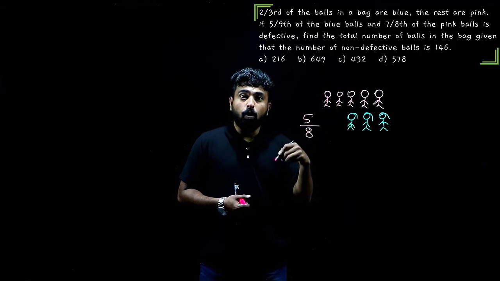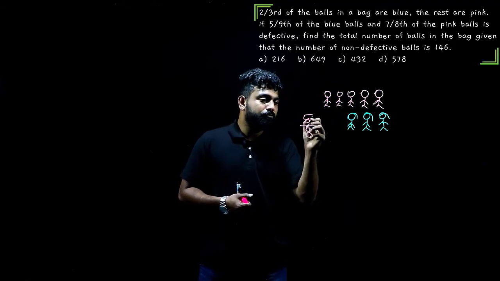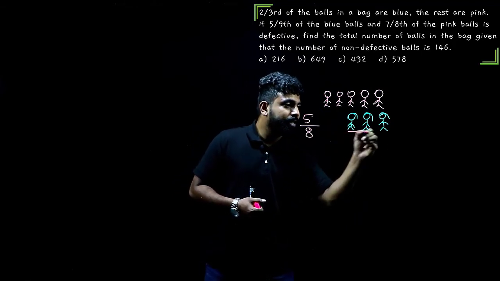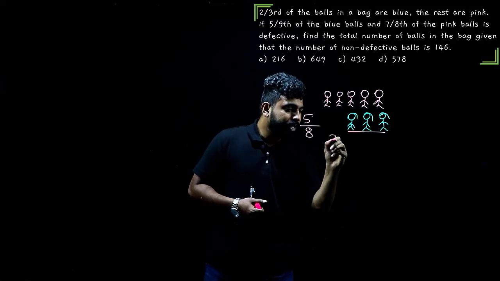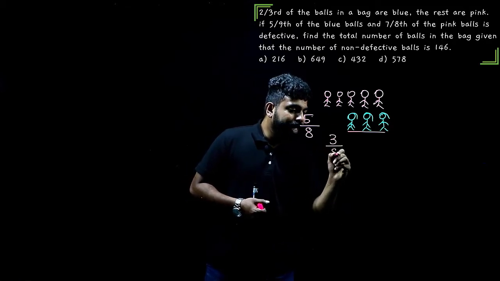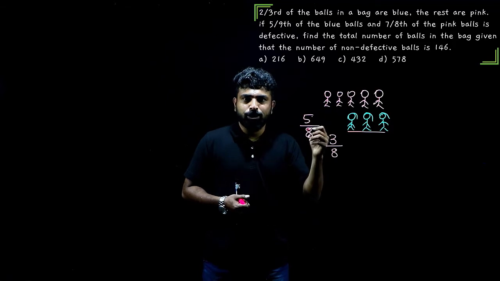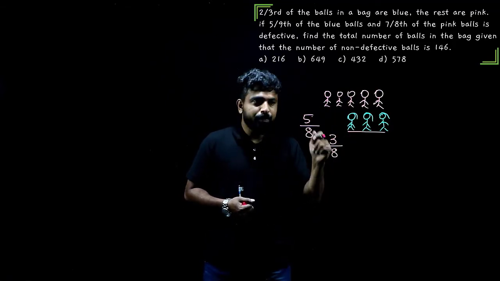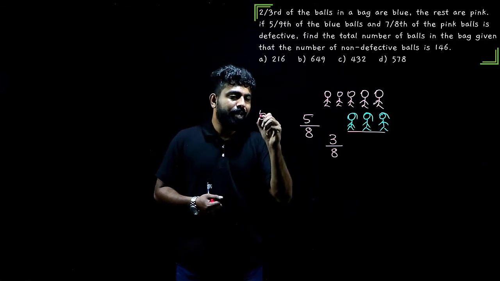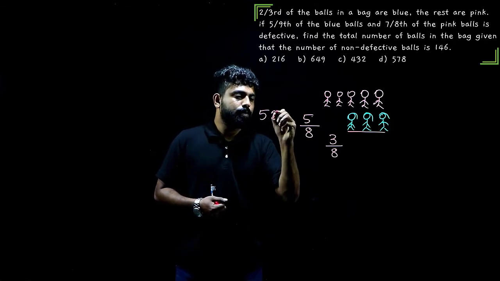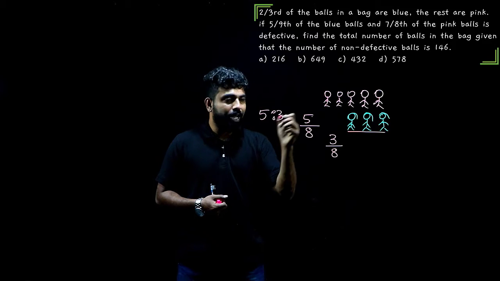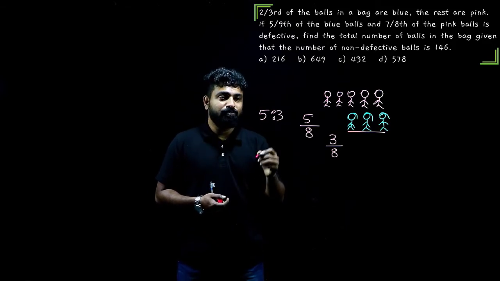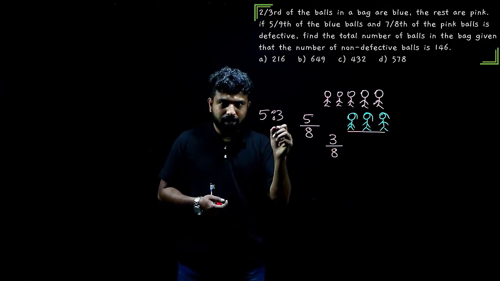So what will be the number of girls? It will be 8 minus 5, which is nothing but 3. So there will be 3 girls out of a total of 8 people. Now if I ask you what is the ratio of boys to girls, it will be 5 boys to 3 girls. It will be 5 is to 3, which means if there are 5 boys, there will be 3 girls.